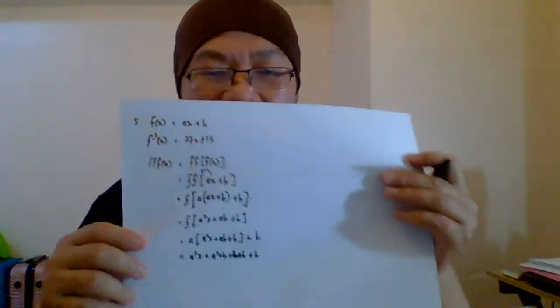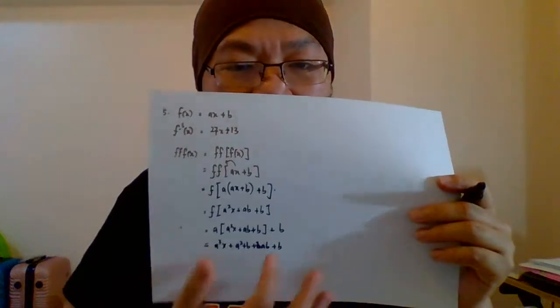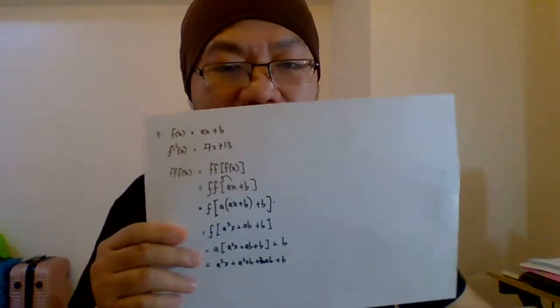Okay, so everyone be patient. It becomes a big bracket, A squared X plus AB plus B, close bracket plus B. So expand, it becomes A cube X plus A squared B plus AB plus B. It's okay, do it slowly.